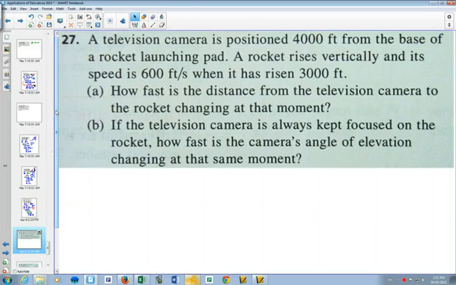All right, so let's draw a picture to begin with. There's a television camera, a fancy little camera right here, 4,000 feet from the base of a rocket launching pad, and then we're going to have to draw a fancy rocket.